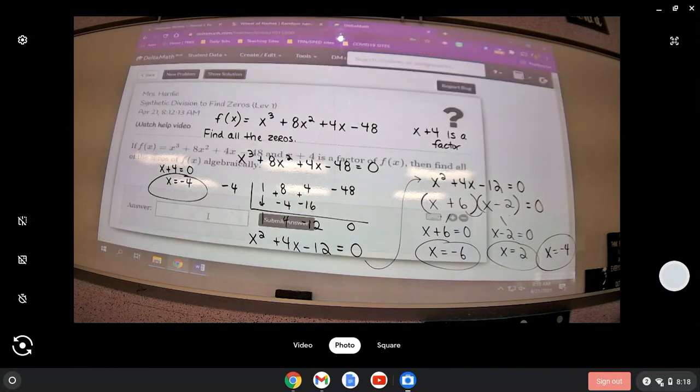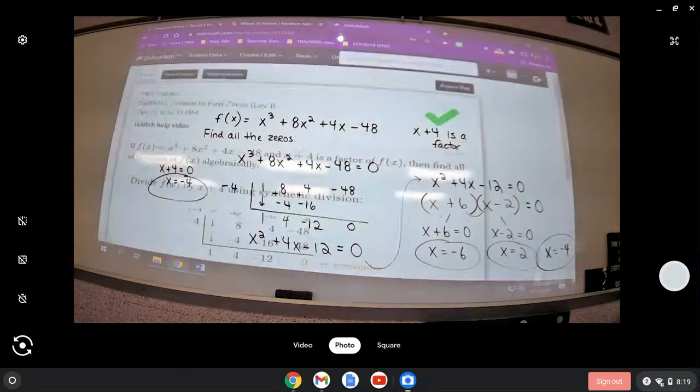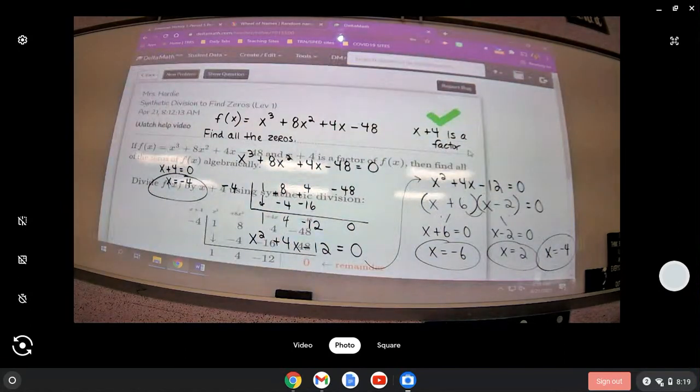All right, what do we got? Negative 6, negative 2, and negative 4. And you'll get your green check. All right, how do you guys feel, all right?